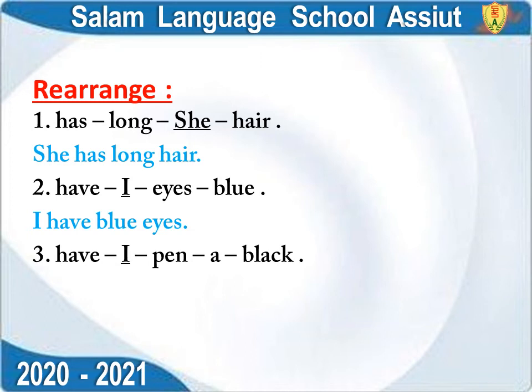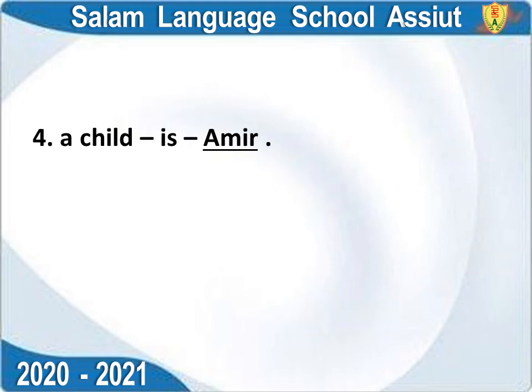Number three: Have I pen a black? I have a black pen. Excellent. Number four: A child is Amir. Amir is a child. Excellent.